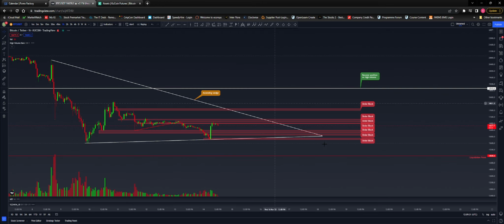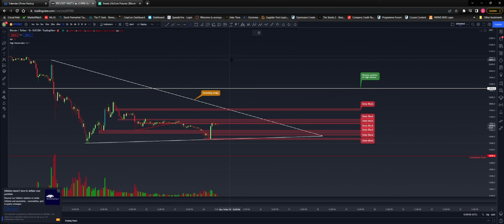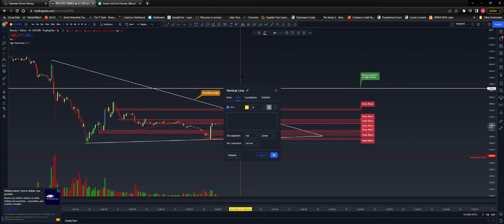All right, Tuesday, where are we on Tuesday? We want to get the horizontal ray. And we want Sunday, Monday, Tuesday at 7 a.m. Boom. Okay. Double click. Let's get our text in there.